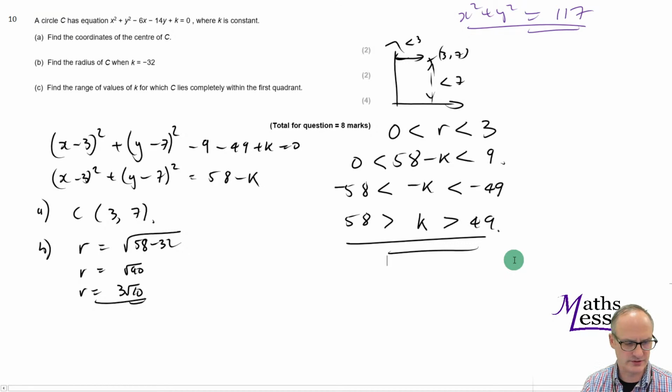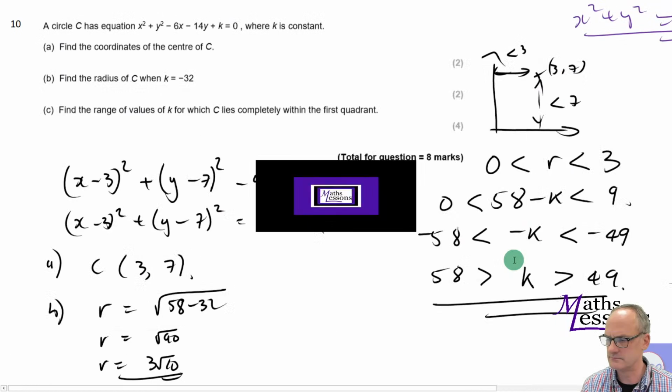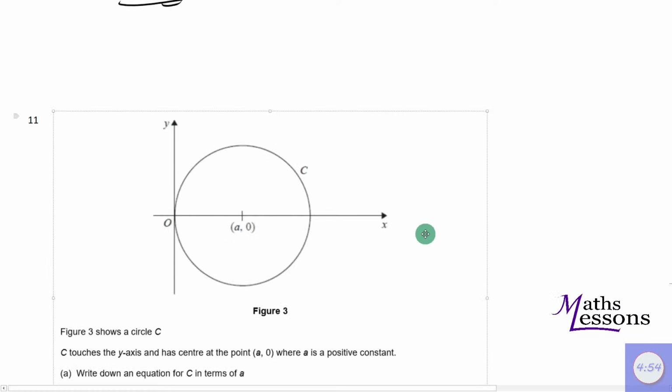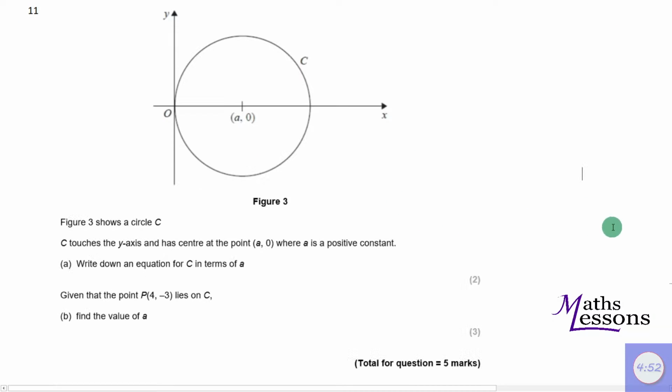All right, next question. I'm giving you 5 minutes to do the next question. Sorry, I didn't page down. Do the next question. There we go. Next question for you. Actually, it probably won't be 5 minutes. It's only a 5-mark question. Let's just change that to a 3-minute question.